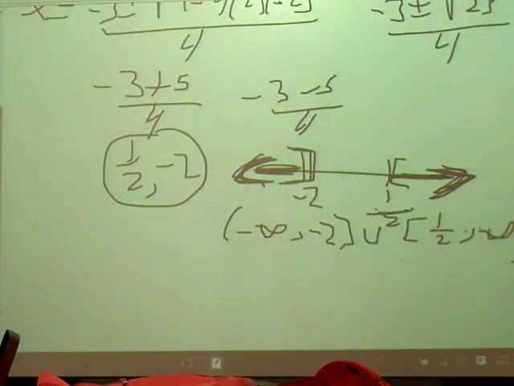So we didn't do anything there that was new. We've made those number lines before. We've written that interval form before. We've solved quadratic formula before. It's just putting several things together is all.